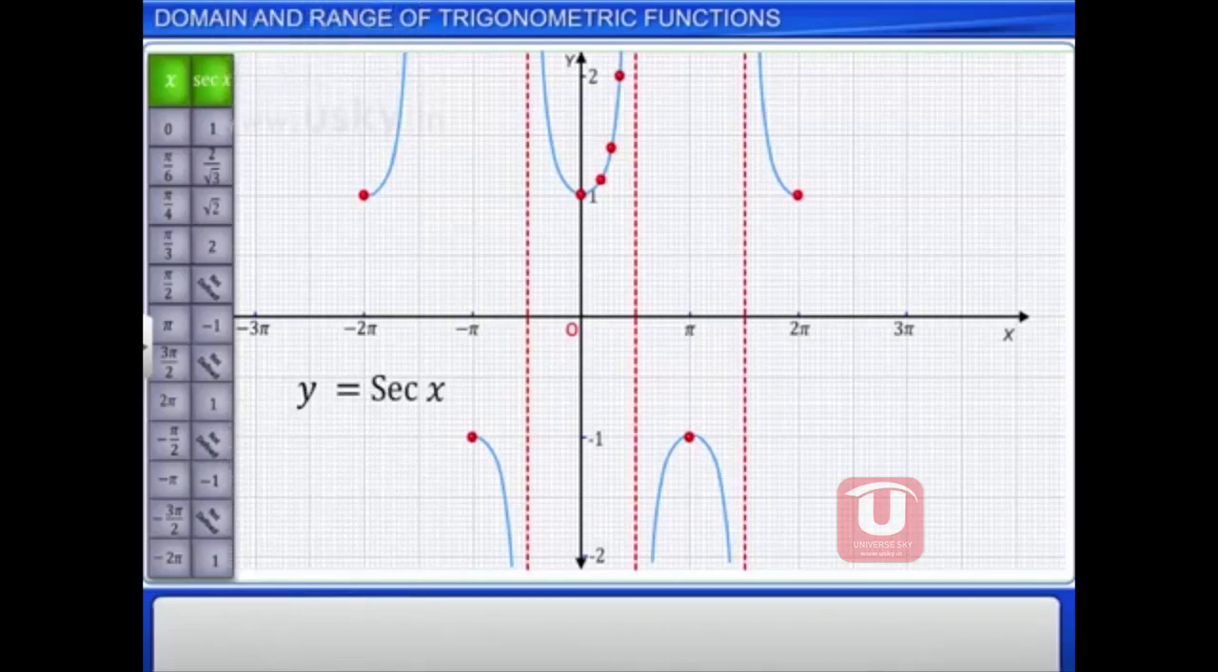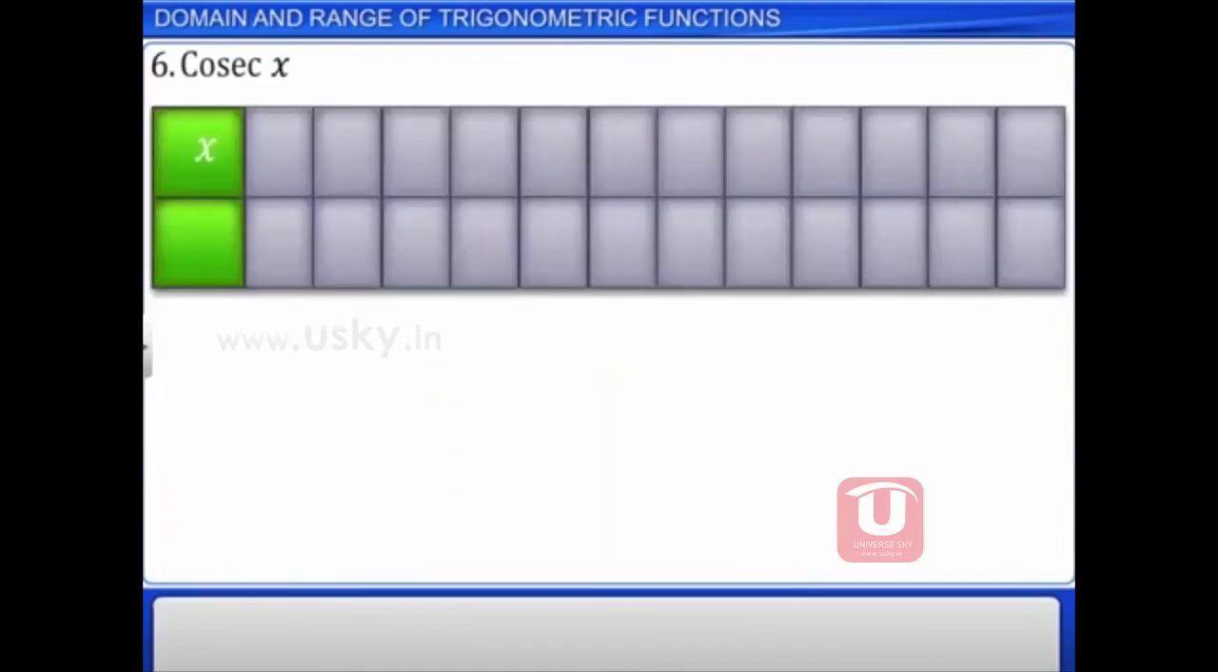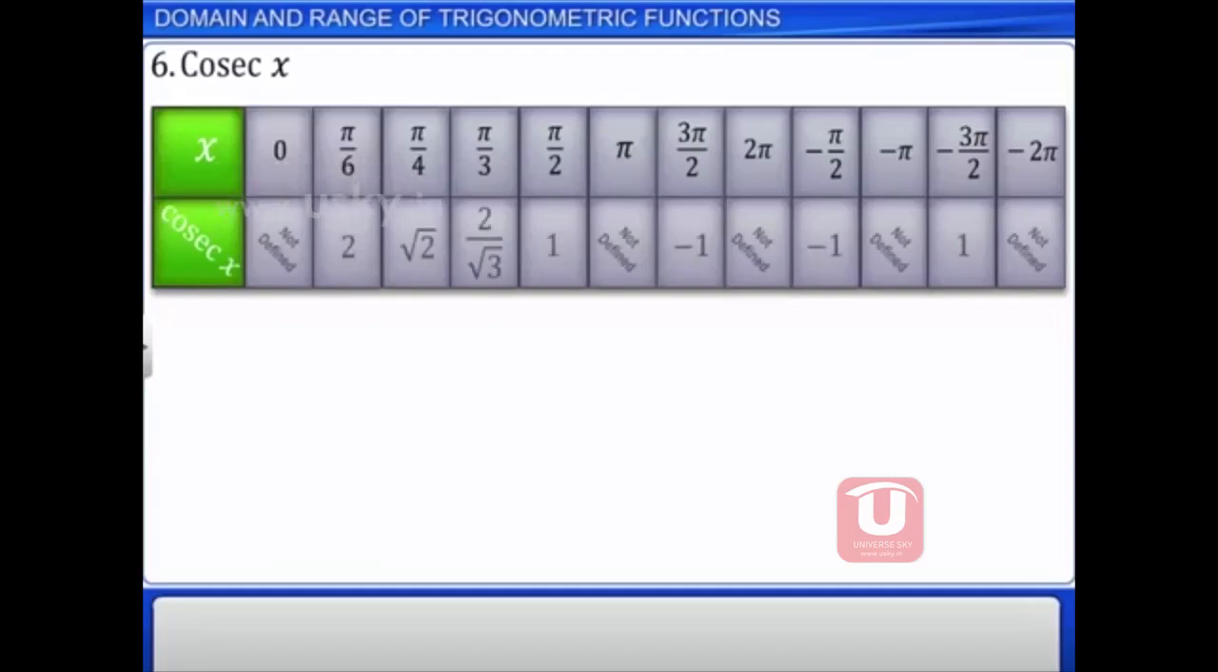Lastly, let us draw the graph of cosecant x. Take the values of x as 0, pi by 6, pi by 4, pi by 3, plus or minus pi by 2, plus or minus pi, plus or minus 3 pi by 2, plus or minus 2 pi. The corresponding values of cosecant x are as shown.